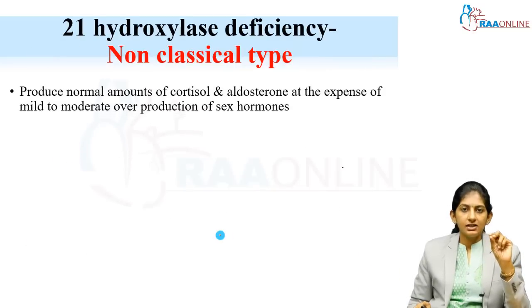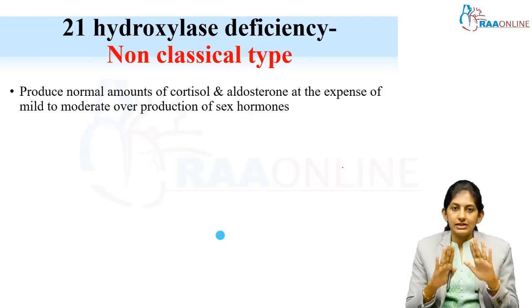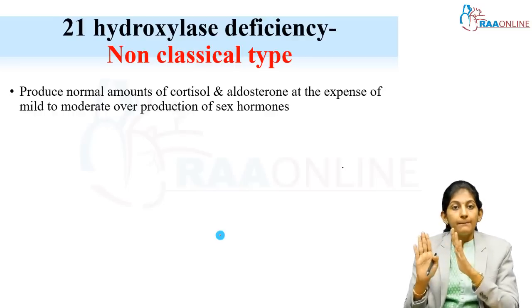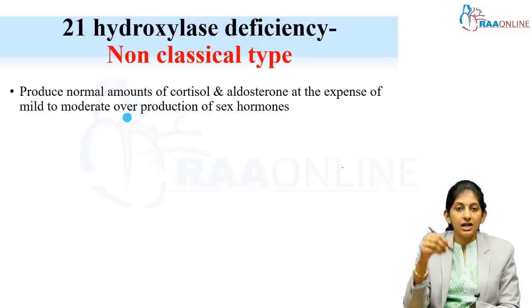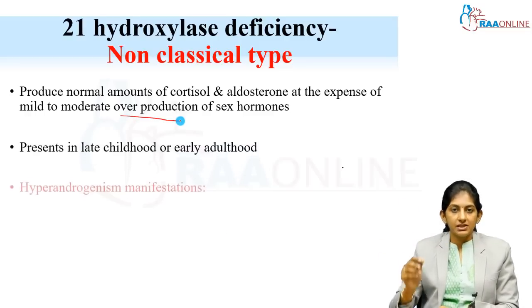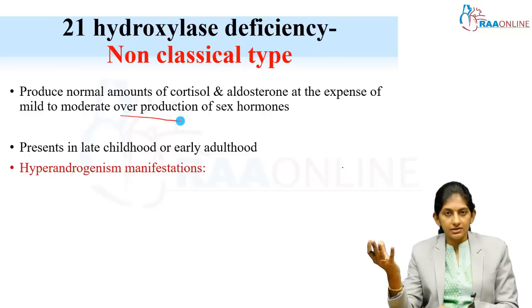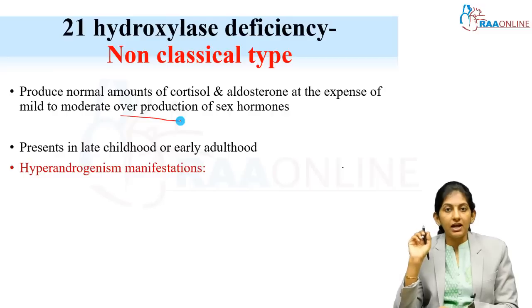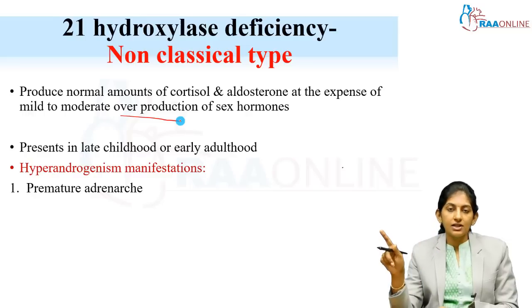A non-classical type will present very late. So non-classical means some amount of cortisol, some amount of aldosterone is still there in the circulation. But what happens is the sex hormones will be produced in large amounts. So they present in late childhood or in early adulthood. Because of the increase in sex hormones, they will have hyperandrogenic features. Whenever the adrenal androgens are high, that will always result in secondary sexual characters.